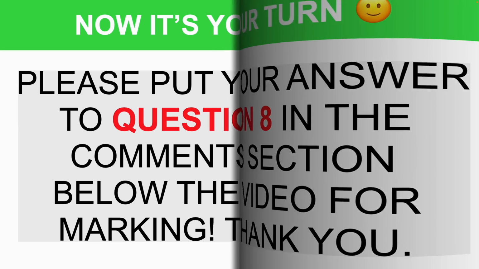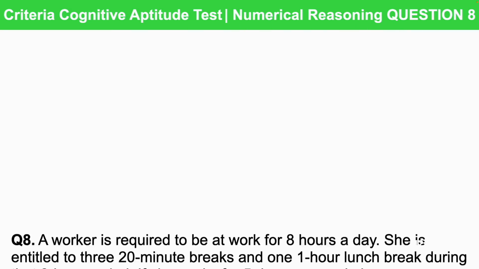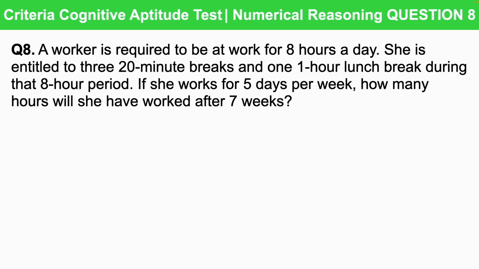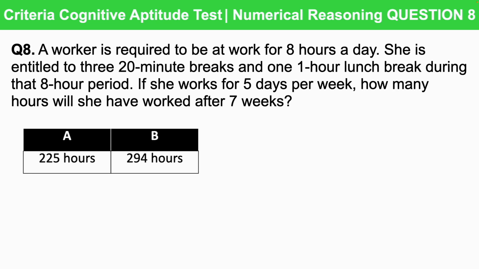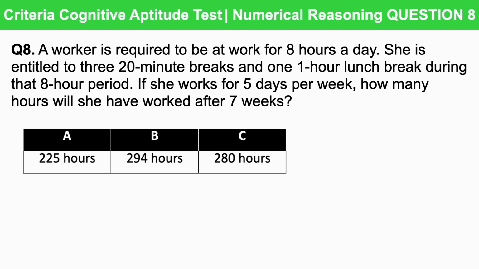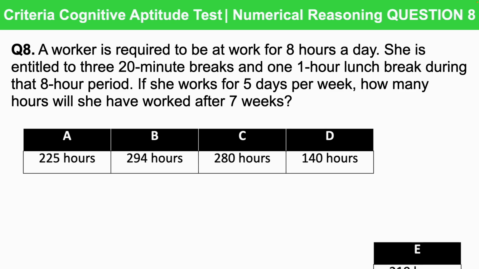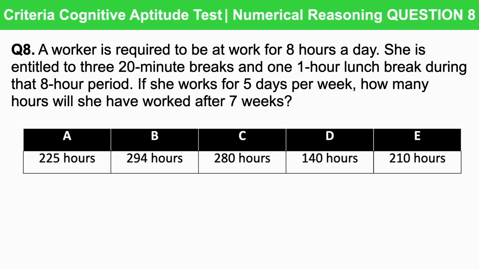Question 8 is this: a worker is required to be at work for 8 hours a day. She is entitled to 3 20-minute breaks and 1 1-hour lunch break during that 8-hour period. If she works for 5 days per week, how many hours will she have worked over 7 weeks? Is it A, 225 hours, B, 294 hours, C, 280 hours, D, 140 hours, or is it E, 210 hours? You have 12 seconds on the timer starting now.